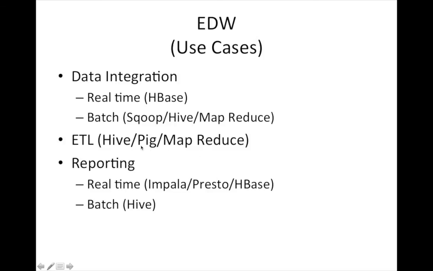Again, Pig is out of the scope of the course. For reporting, if it is real-time reporting, you have to use Impala or Presto. Presto and Impala are two alternatives which work in a similar manner. Impala is developed by Cloudera. Presto is developed by Facebook. Both are open source. You can use either of them. There is no point in using both. And even HBase can be used for real-time reporting. And for batch, we typically use Hive reporting.